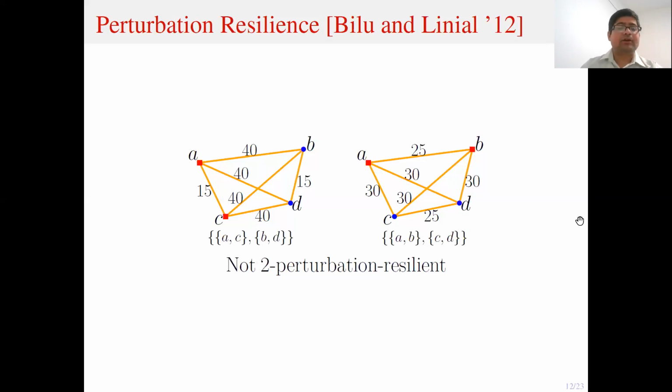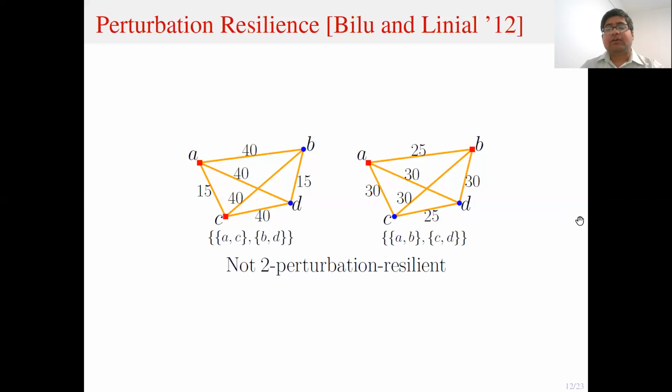However, if we consider a slightly different instance, which is shown on the left. Here also we have 4 points. However, we have different distances. The optimal clustering still remains the same, AC and BD. However, this instance is not 2-perturbation resilient. One can consider the perturbation shown in the right figure, where the distance between A and B is 25, C and D is 25, and all the other distances are 30.